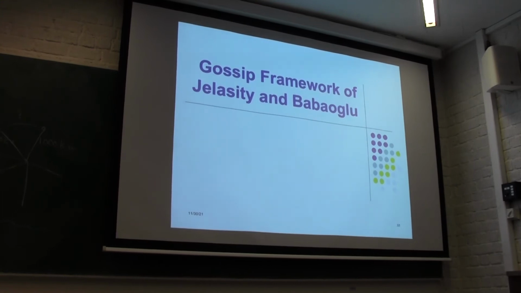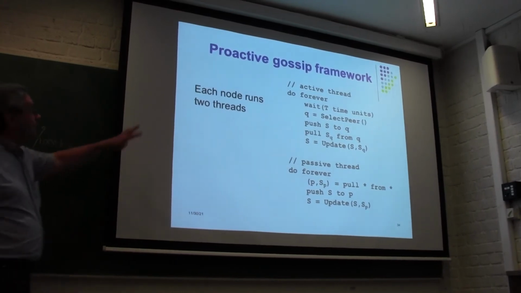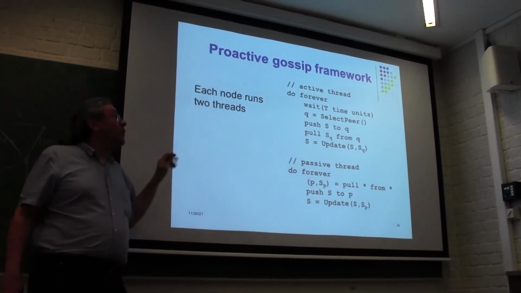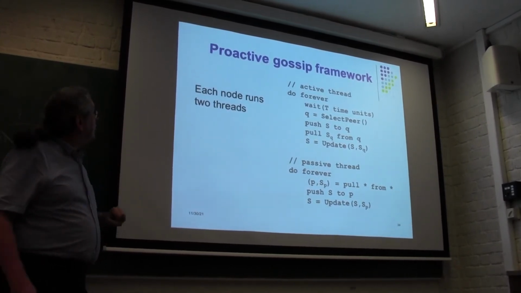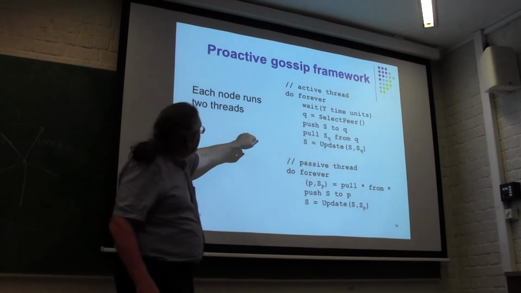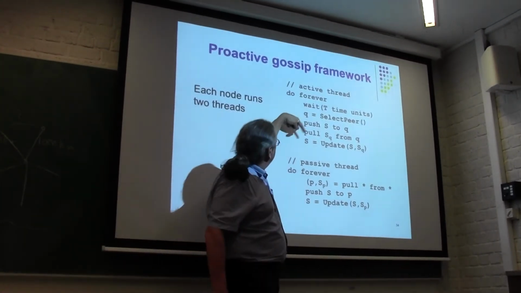This is Gelasity and Babaoglu, who are two well-known researchers in networking. They made this framework. They're not the only ones, but this is one of the very nice ones. This is how it works, and you can write your own gossip algorithm. Each node runs two threads, an active and a passive thread, and both of them are going in an infinite loop.